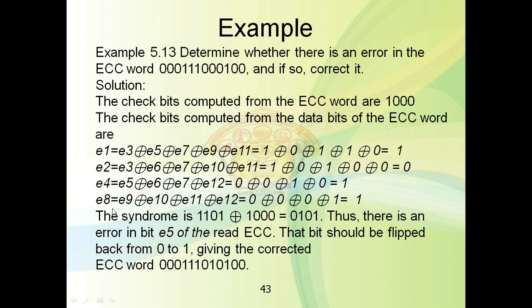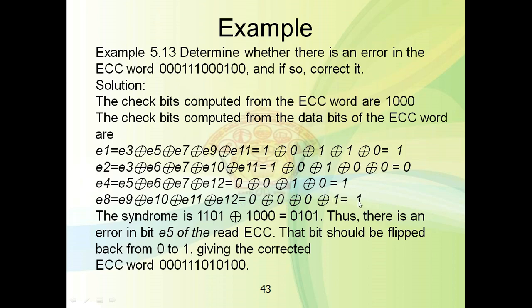Now E8 is equal to E9 XOR E10 XOR E11 XOR E12. So see here, this is E9, E10, E11 and E12, that is 9 10 11 12. So you will get all these values. So for 9 10 11 and 12, the XOR is equal to 1.